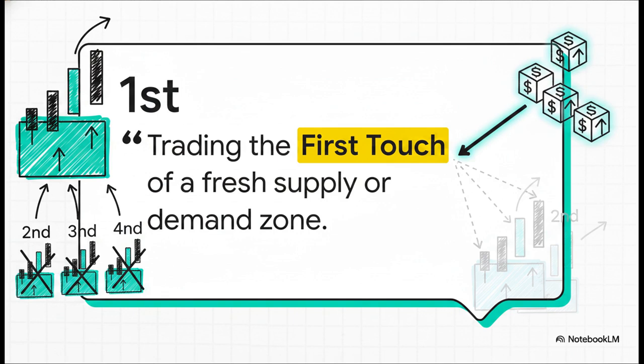Why? Well, because the very first time price returns to a newly formed institutional base, there are highly likely to be massive, unfilled institutional orders just sitting there waiting to be triggered. If price visits that zone a second, third, or fourth time, those orders get chewed up and depleted, and the zone becomes incredibly weak. By strictly trading the first touch, you're basically stacking the probabilities heavily in your favor, tightly managing your risk, and only taking the absolute highest quality setups.